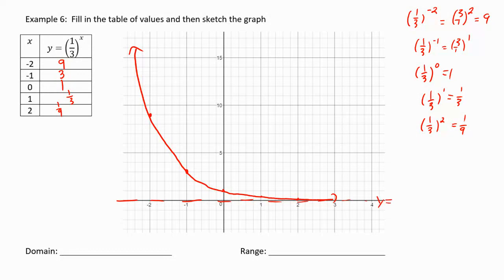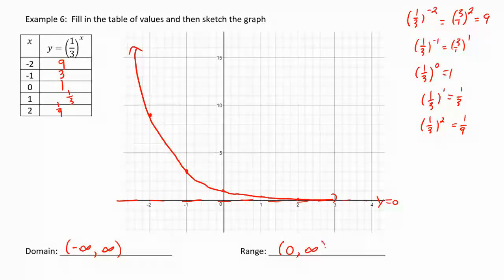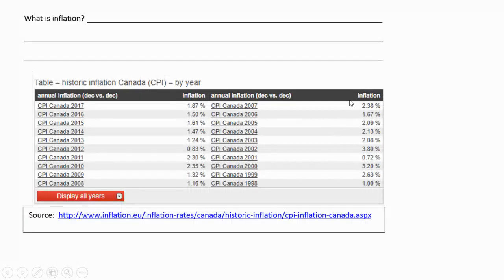y equals 0 is our horizontal asymptote. So this graph is approaching this line over here. Our domain is from negative infinity to infinity. Our range is from 0 to infinity. Remember, guys, we are not including 0, so we have a round bracket here because this function will never equal 0. And this is how this exponential function looks.